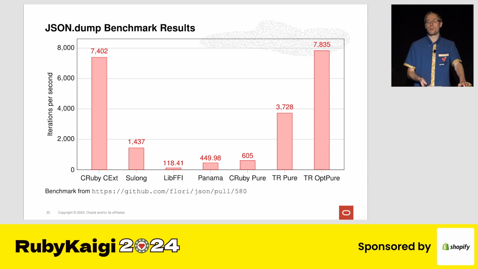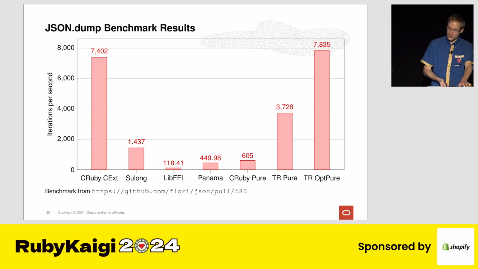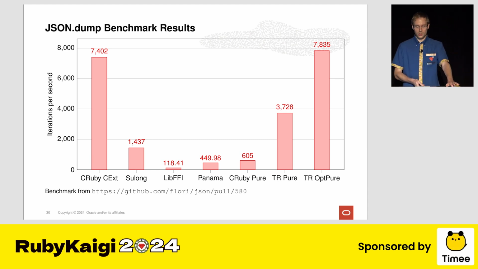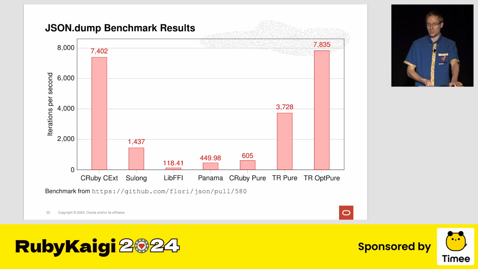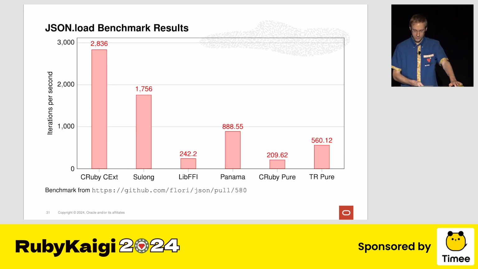So now we have a pure Ruby implementation that works faster than the C extension. And that's really cool. As a note, YJIT on the optimized pure Ruby version does something like around 2,000-something. So it's not as fast as the C extension, but it's already much better.